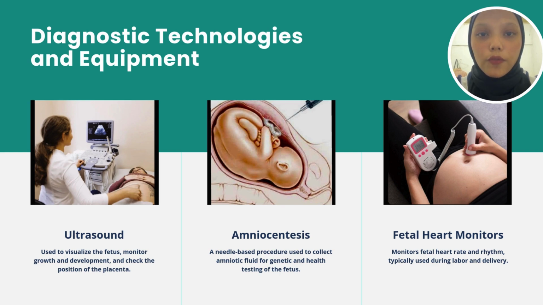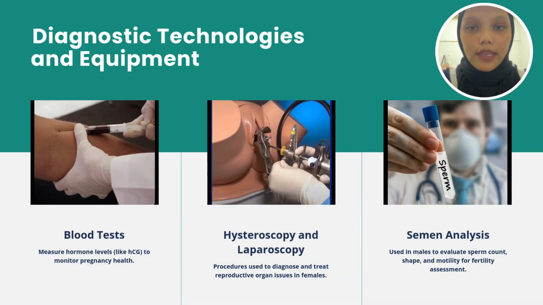Ultrasound, used to visualize the fetus, monitor growth and development, and check the position of the placenta. Amniocentesis, a needle-based procedure used to collect amniotic fluid for genetic and health testing of the fetus. Fetal heart monitors monitor fetal heart rate and rhythm, typically used during labor and delivery. Blood tests measure hormone levels like HCG to monitor pregnancy health.